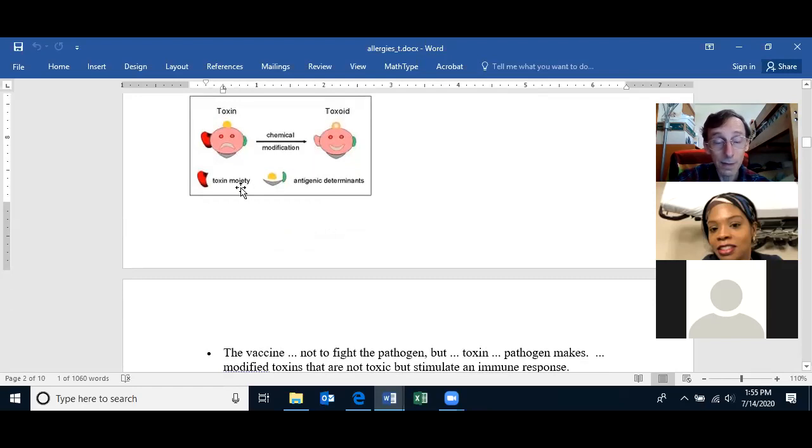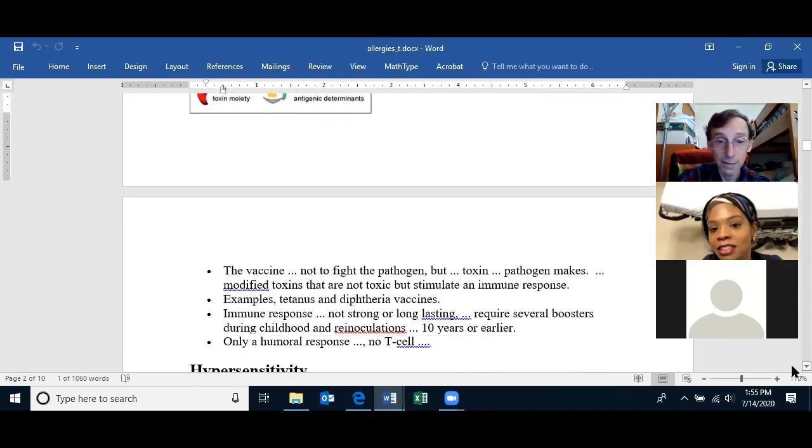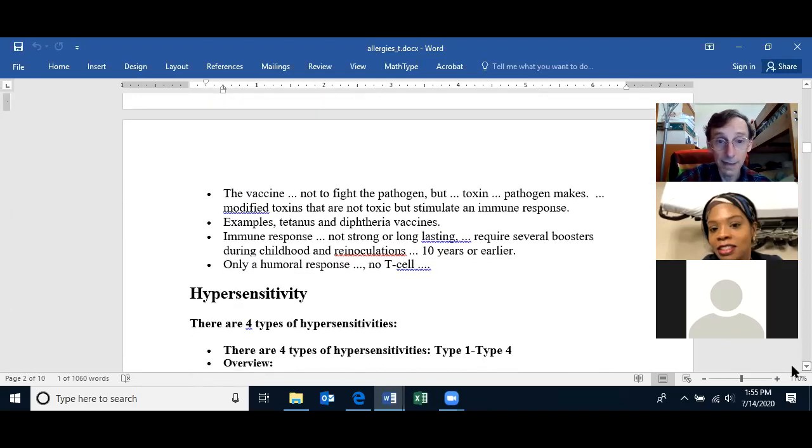But then when you have the pathogen that makes the toxin, the immune system will react to the toxin as well as to the toxoid. Okay, does that make sense? So the vaccine is not meant to attack the pathogen, the cell that's making the toxin, but it's made to attack the toxin.